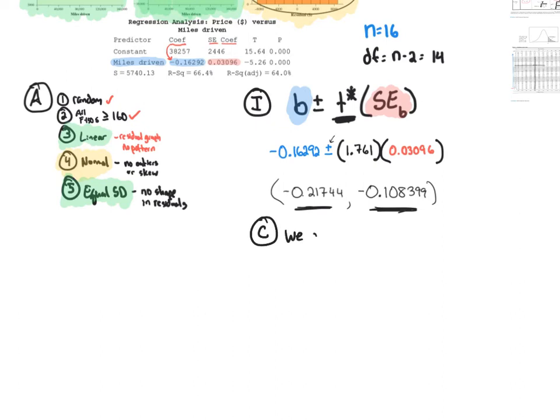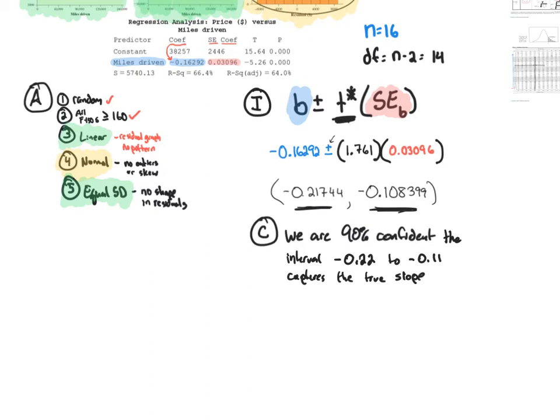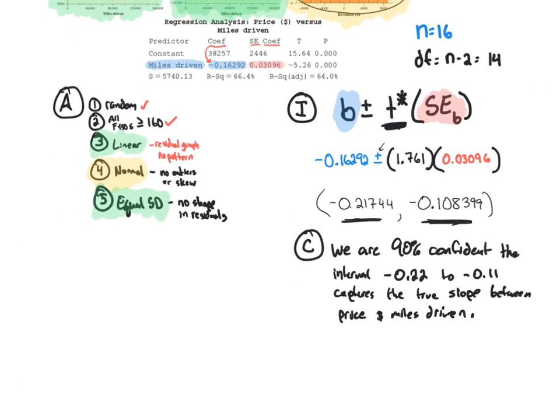All right, here we go. We are 90% confident the interval negative 0.22 to negative 0.11 captures the true slope between price and miles driven. Okay, there it is. You got an entire problem.